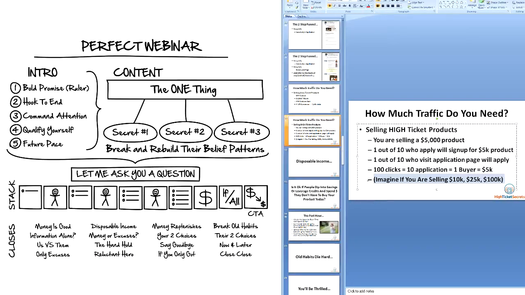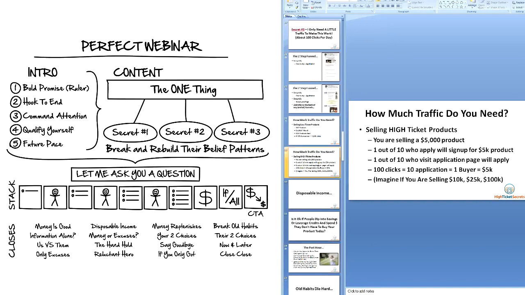And now from there, I transition over to what I call the stack, okay? Now you notice the stack, you won't see it for a little bit here, because the stack is the framework that the rest of the presentation takes. And then these closes are closes that you sprinkle in between the stack, if that makes sense. So let me tell you what the stack is.